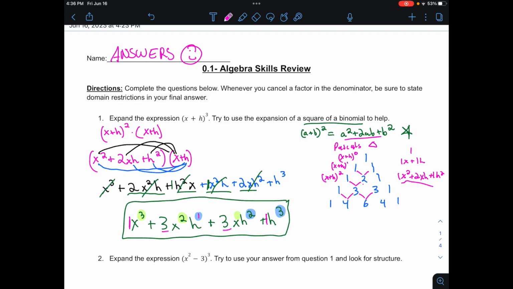Notice that the sum is always 3. So x^3 and then h to the 0, which is just 1, would give us an exponent total of 3. x^2, h to the first, if we add those, 2 plus 1, gives us a total exponent of 3.